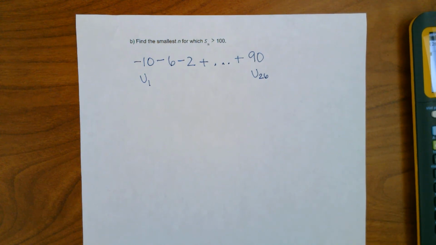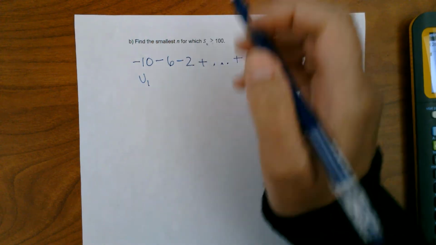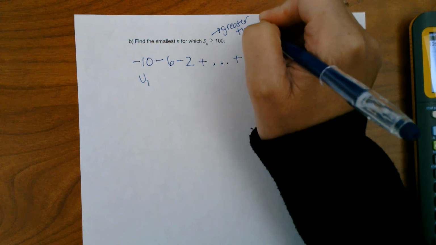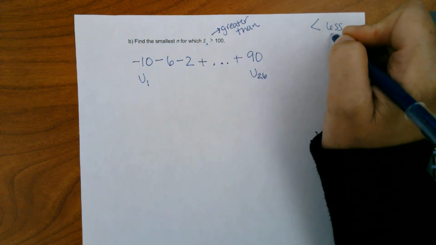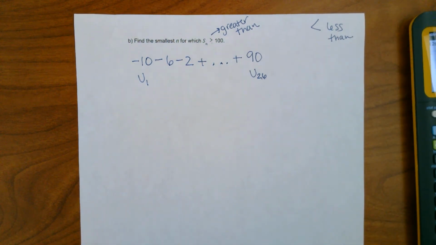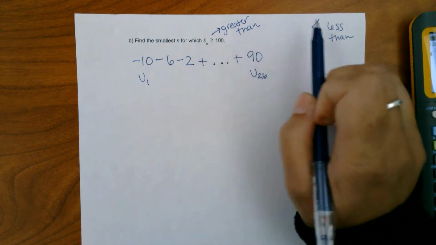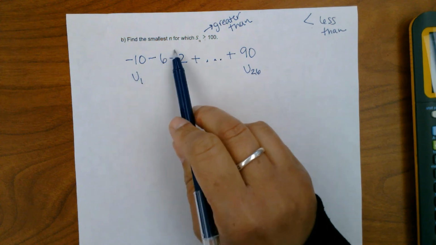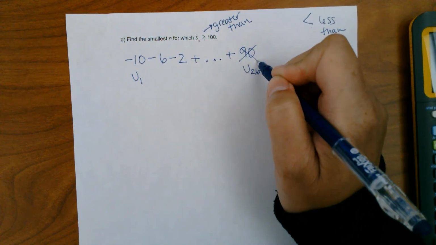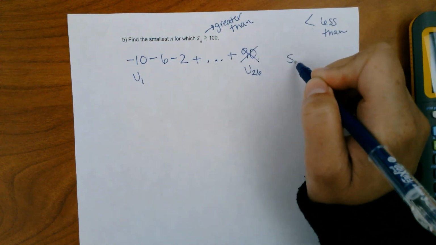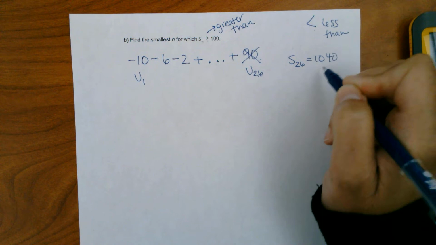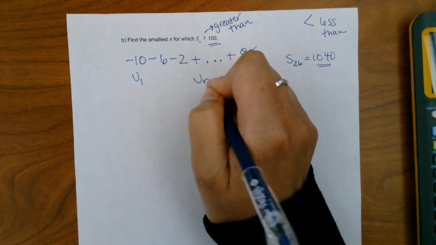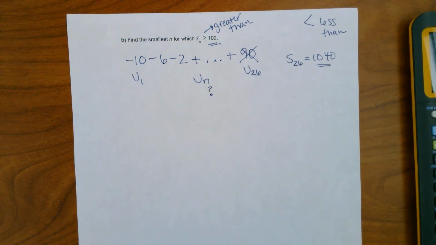Okay. So what are they asking us to do? This right here is a greater than. If it looked like this, it would be less than. We need to know our inequalities, okay? Greater than, less than. So we want to know the smallest value of n. We're not going to go to 26 anymore because we know the sum of the 26 numbers was 1040. We don't want that. We just want the sum to be 100. We don't know where we're going to stop. That's what we have to find out.